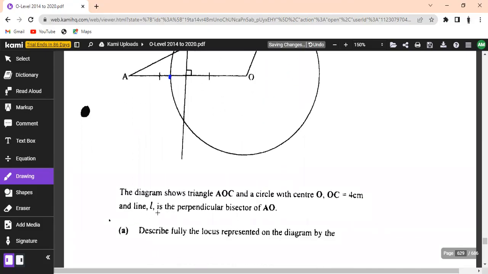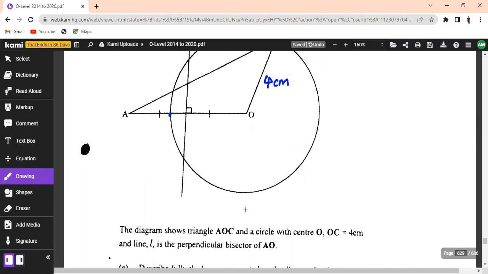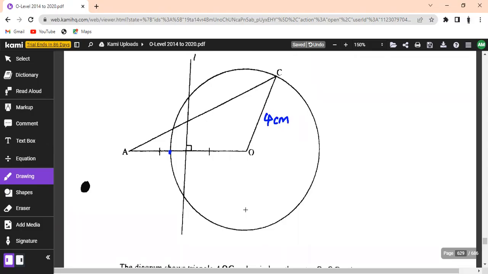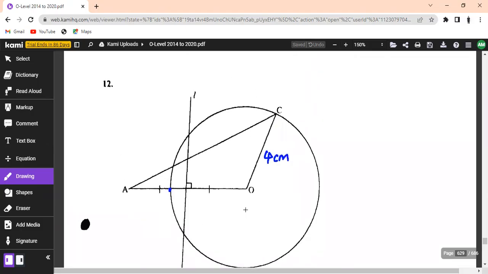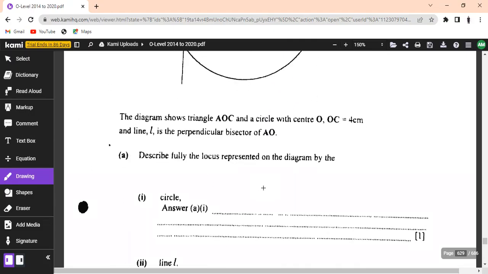Then the line L is the perpendicular bisector of AO. This line L here is a perpendicular bisector, which means it divides AO into 2 equal parts and it's perpendicular. It's at 90 degrees, as you can see, guys. So the question is to describe the locus. Take note, guys, describe fully the locus represented on the diagram by the circle.